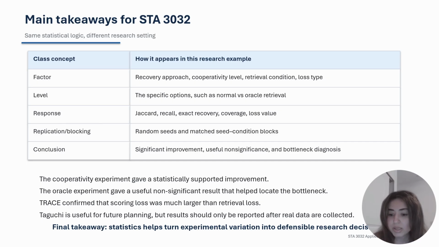So what is the main statistical lesson here? It is that both significant and non-significant results can contribute to a defensible scientific conclusion. Significance can support an improvement, while careful non-significance can also help us reject an explanation. The Taguchi design remains a future planning option, not a claimed completed analysis here.